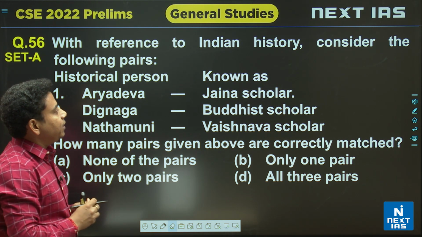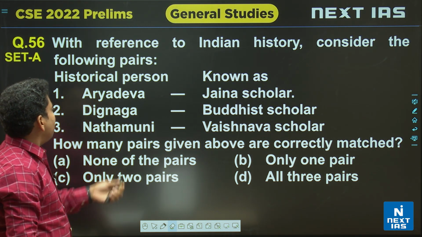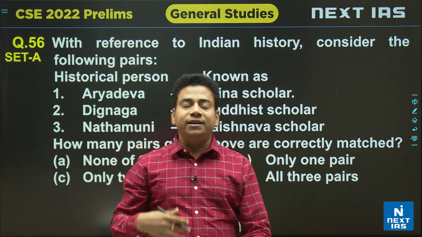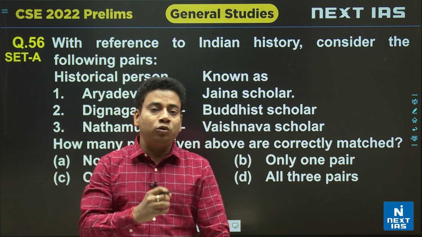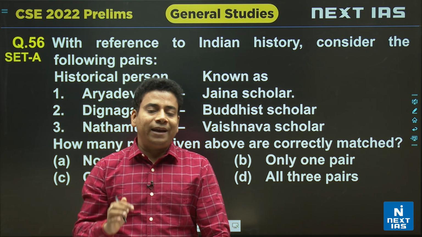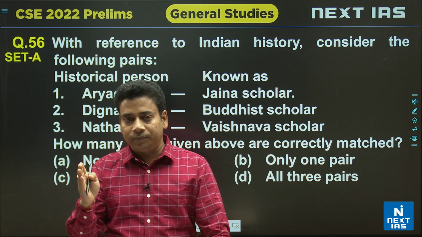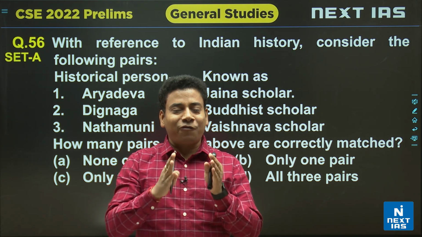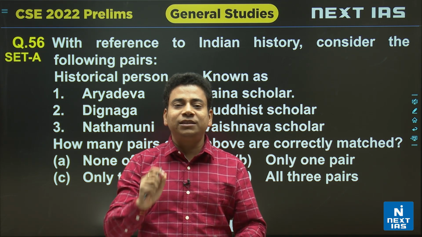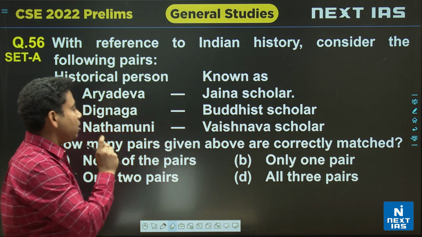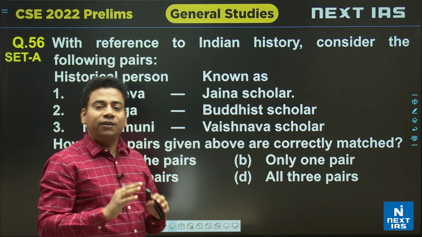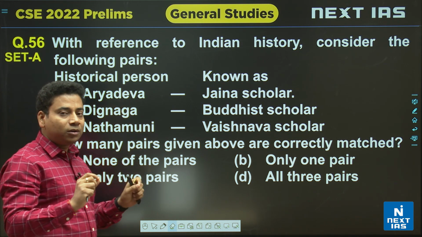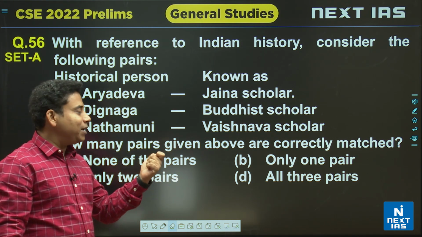With reference to Indian history, consider the following pairs: Aryadeva, Dignaga and Nath Muni. While discussing the Bhakti movement in the classes, we discussed the Alwar saint Nath Muni, who compiled the Nalayira Divya Prabandham. This was in the notes, but because UPSC has framed the options beautifully, you have no chance to eliminate any option, and that's why this is a very difficult question. Dignaga and Nath Muni were discussed in class definitely, but you cannot answer.